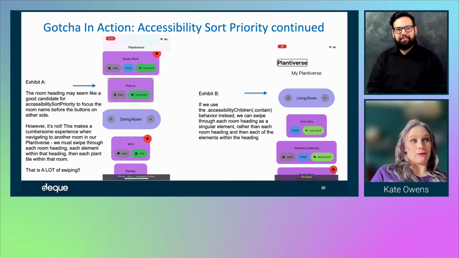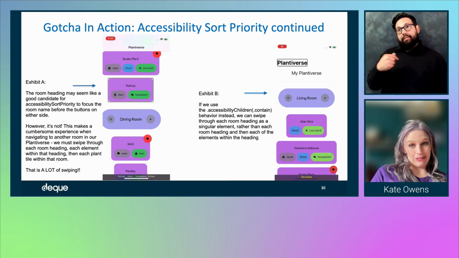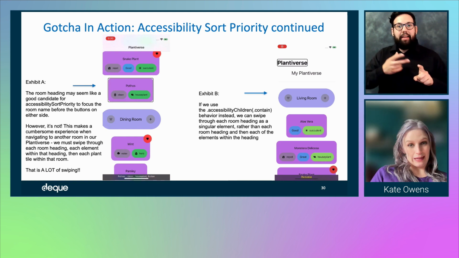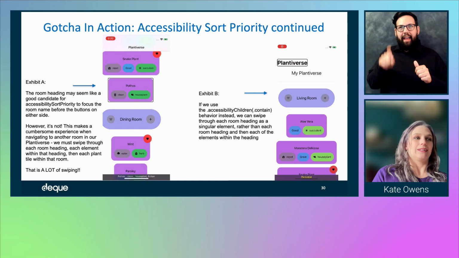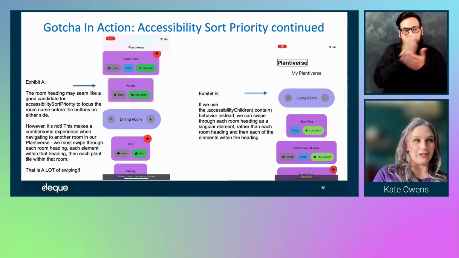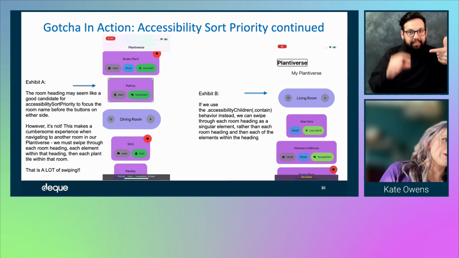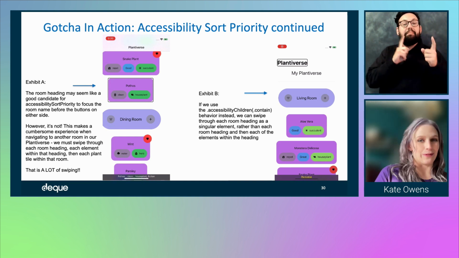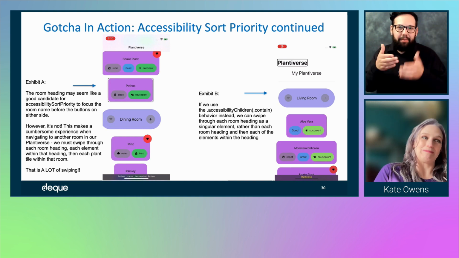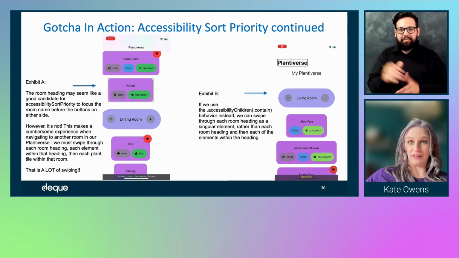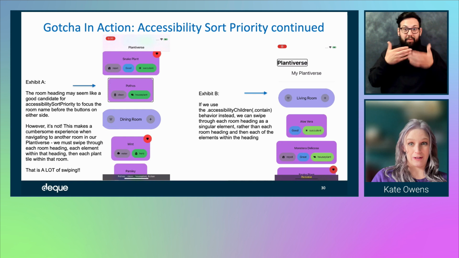So say that I want to go from my living room to my dining room. I'm going to have to go through each element in that room heading, hear it. Then I'm going to go through each tile after that. And then I'm going to go to my dining room and go through those elements. So let's just hope that I wouldn't want to get to a room that's all the way at the bottom, or I'd just be swiping forever.